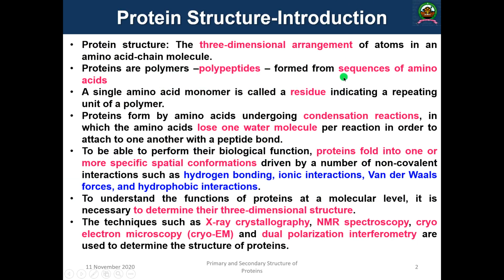Before we discuss that, we will discuss briefly the protein structure. As you all know, protein structure is nothing but the 3-dimensional arrangement of atoms in an amino acid chain that constitutes the polypeptides. The proteins are long chain polymers, and those polymers are polypeptides, formed from the sequence of amino acids which are connected by peptide linkage. A single amino acid monomer is known as a residue, which indicates a repeating unit of the polymer.